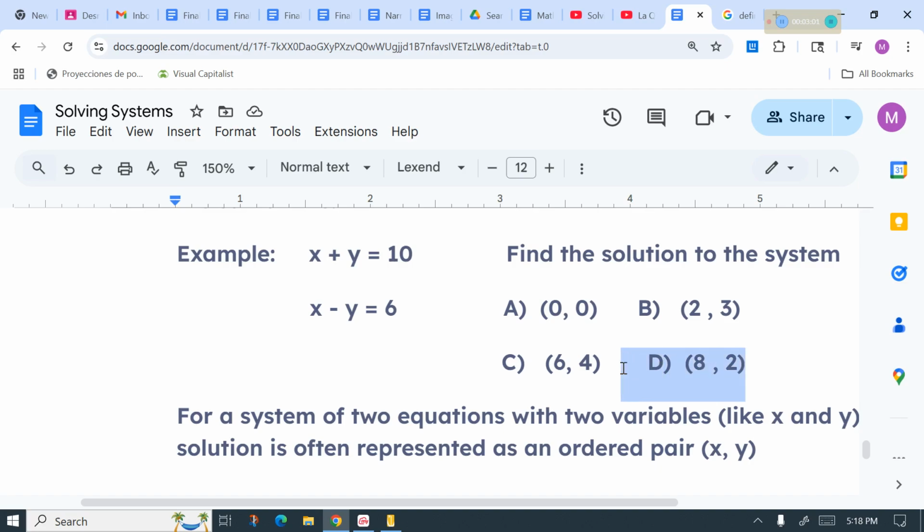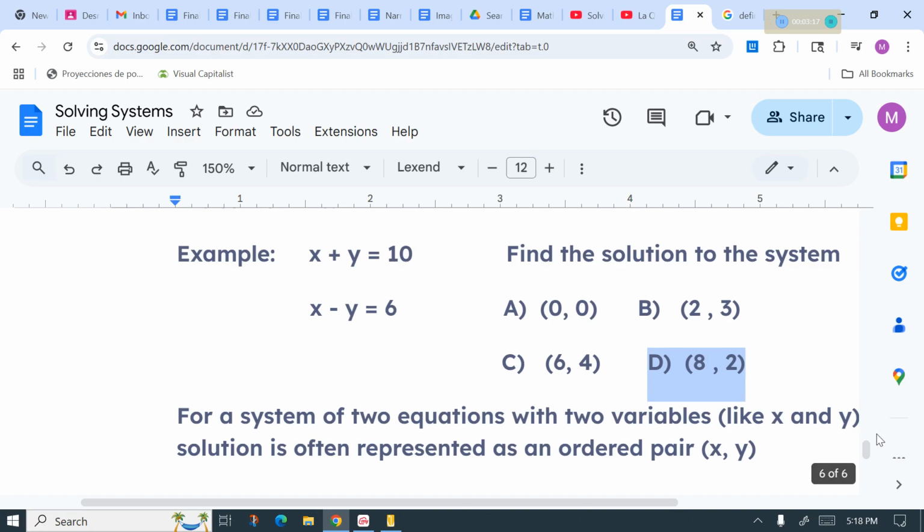Let's try option D. Let's see how this one works. Well, 8 plus 2 does make 10. But now if we look here, 8 minus 2, because 2 is the y, that does make 6. And so we can see that this is the answer. The answer is D.